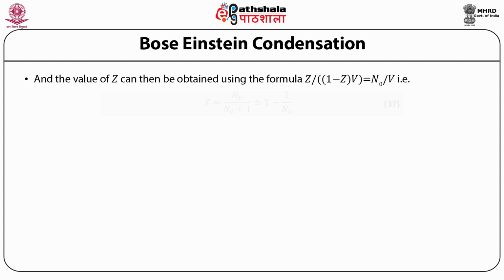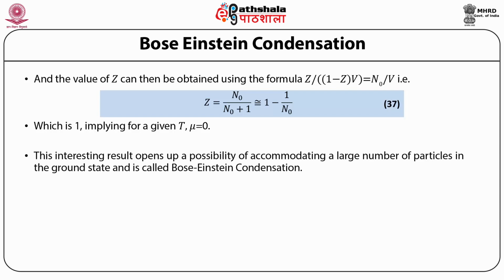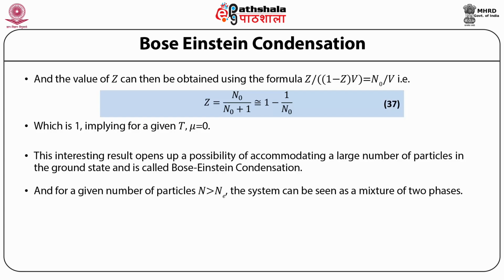That is, Z is equal to N0 upon (N0 plus 1), which is approximately equal to 1 minus 1 upon N0, which is 1, implying for a given T, chemical potential mu is equal to 0. This interesting result opens up a possibility of accommodating a large number of particles in the ground state and is called Bose-Einstein condensation. And for a given number of particles N greater than Ne, the system can be seen as a mixture of two phases.